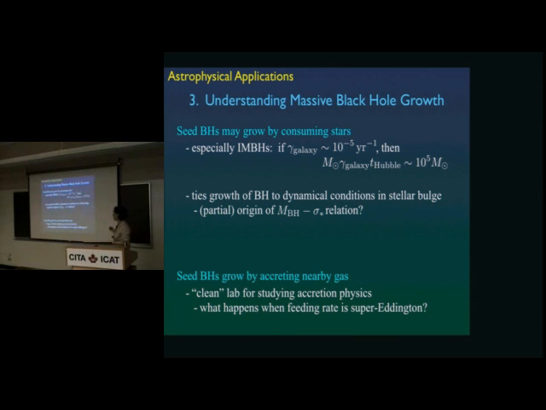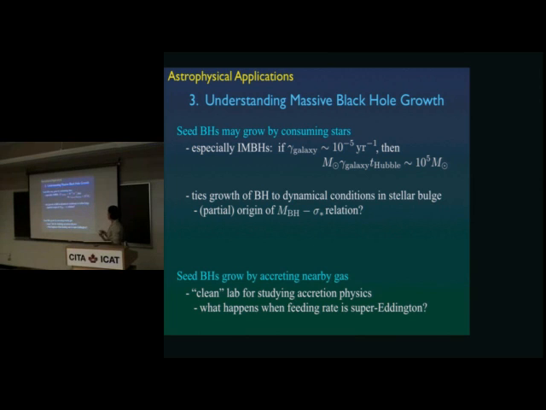And this is particularly interesting because it ties the growth of the black hole to dynamical conditions further out in the stellar bulge, and maybe offers us some insight into the M-sigma relation. And then additionally, probably primarily, black holes grow by accreting nearby gas. But the details of how that accretion works aren't fully understood, and so tidal disruptions offer us a clean lab for studying accretion physics, because we think we have some idea about what the mass of the material and the dynamics are of the material that's being fed to the black hole.